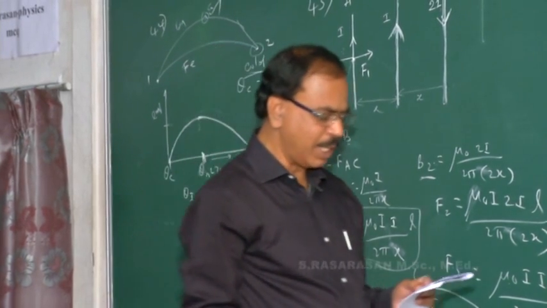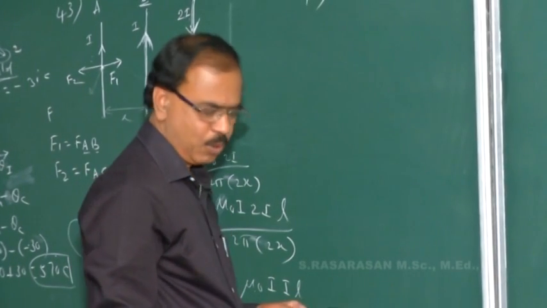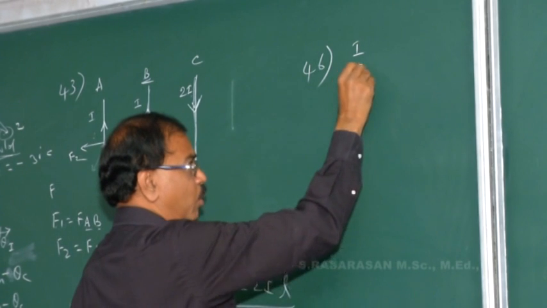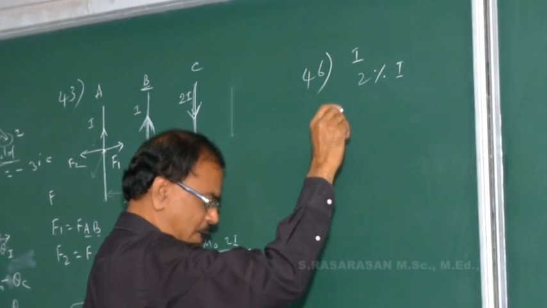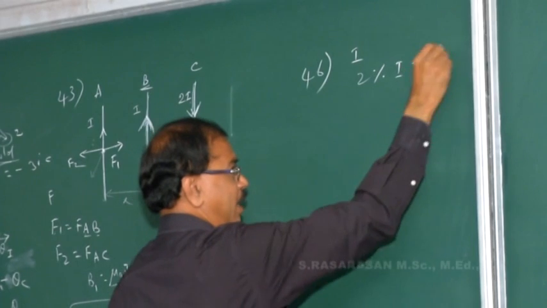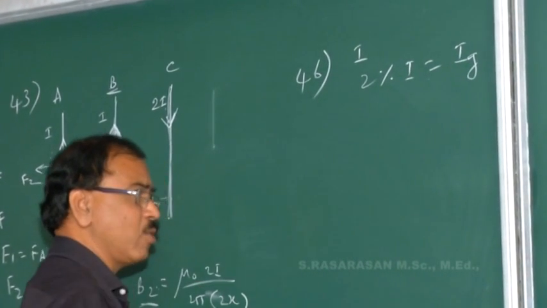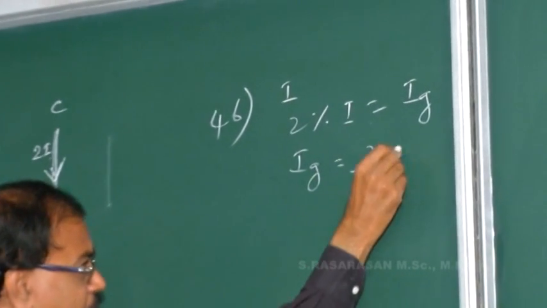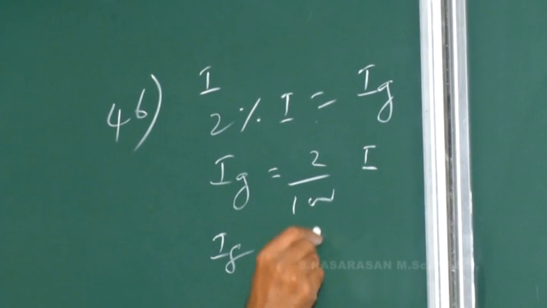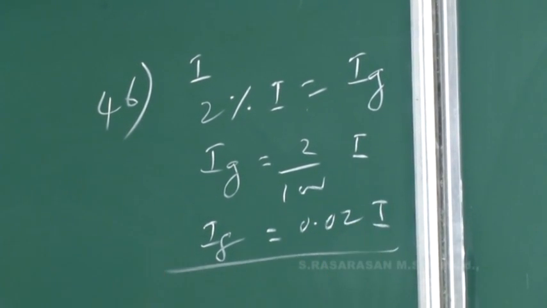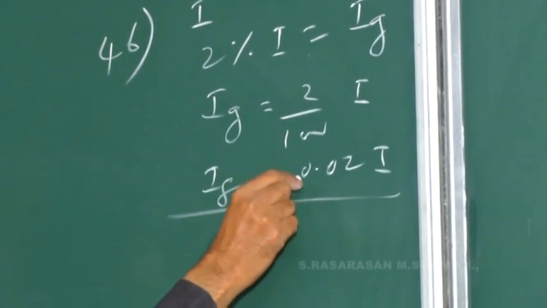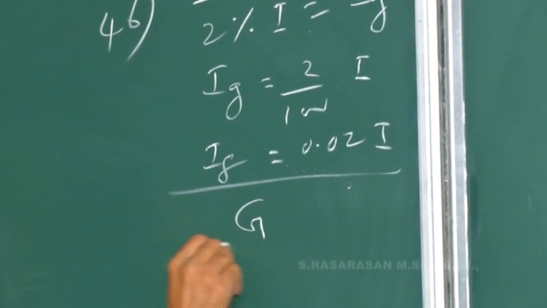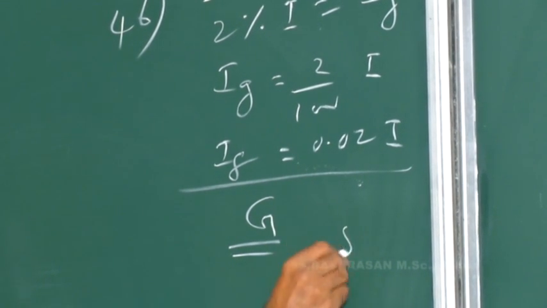If only 2% of the main current, let I be the main current flowing in the circuit, only 2% of the main current should be passed through the galvanometer. That is, the current going through the galvanometer, Ig, is equal to I into 2%. That is, Ig is equal to 2 by 100 into I, or Ig is equal to 0.02 into I. The galvanometer has resistance G, they say to take G. They are asking what shunt is required.